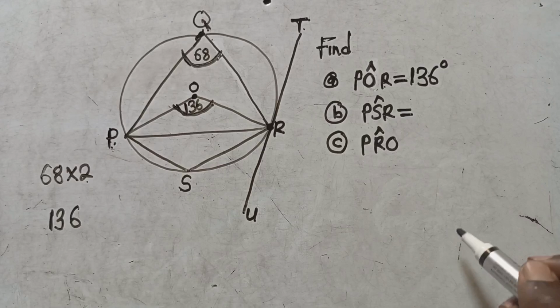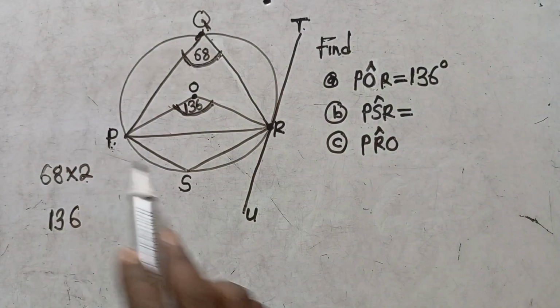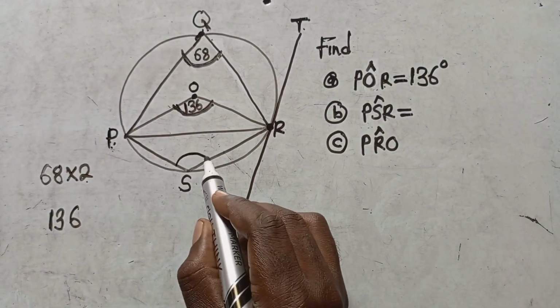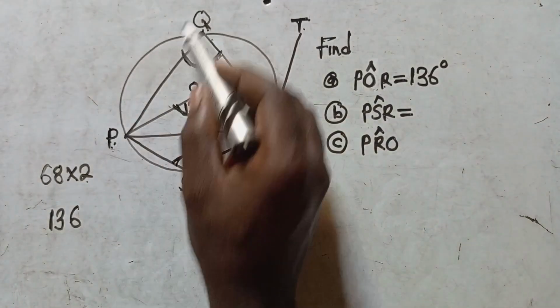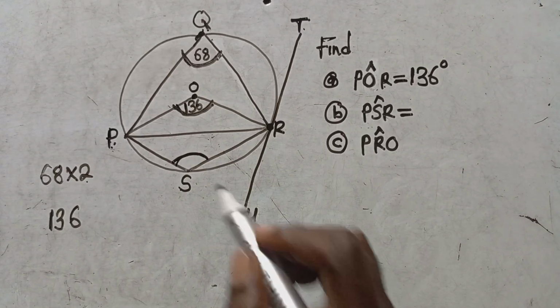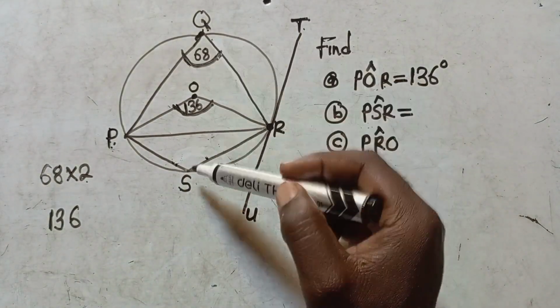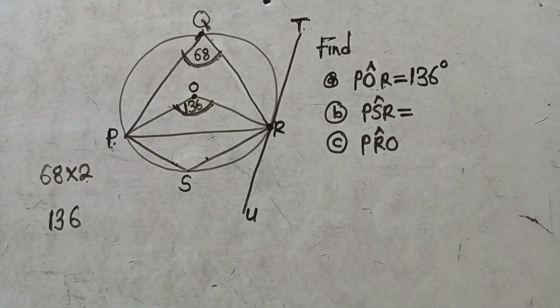We now move on to the other question. The other question is PSR. Want to find PSR. Want to find this angle that is there. How can we find the angle that is there? This one is called a cyclic quadrilateral because a quadrilateral is being formed in a circle. So we get to call it a cyclic quadrilateral. So what I need to do now, this is what I need to do. I need to understand that opposite interior angles in a cyclic quadrilateral add up to 180.